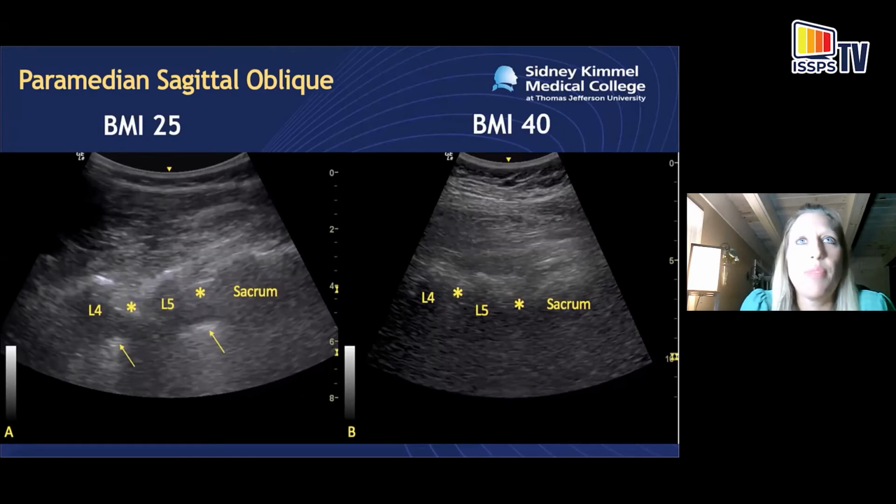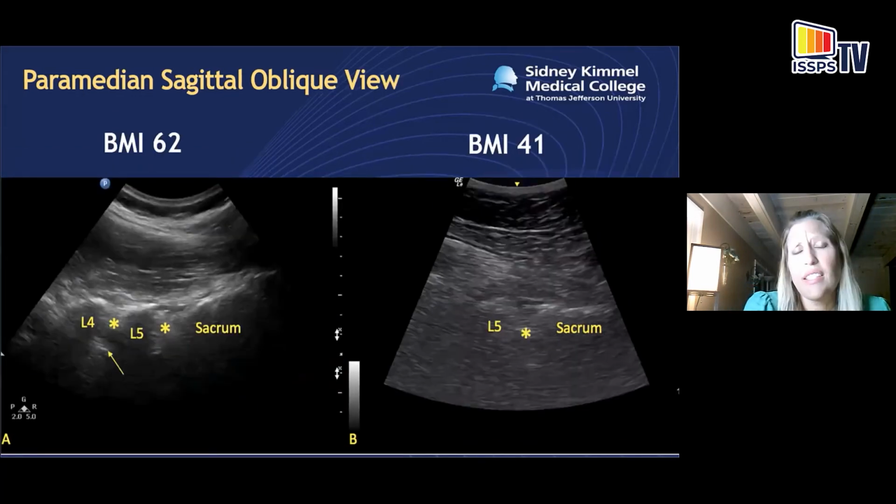And here are the same two patients in the paramedian sagittal oblique, and you could again see that the images of the lamina and the interspaces and the posterior complex are much clearer than in the patient with a BMI of 40. You can still see the horse's heads up there on the right in the lamina, but you can't see any part of the anterior complex in this image, just some of the hyperechoic posterior complex. So it still gives you good information. It can get you where your interlaminar spaces are. But you're not always going to see the structures you hope to see.